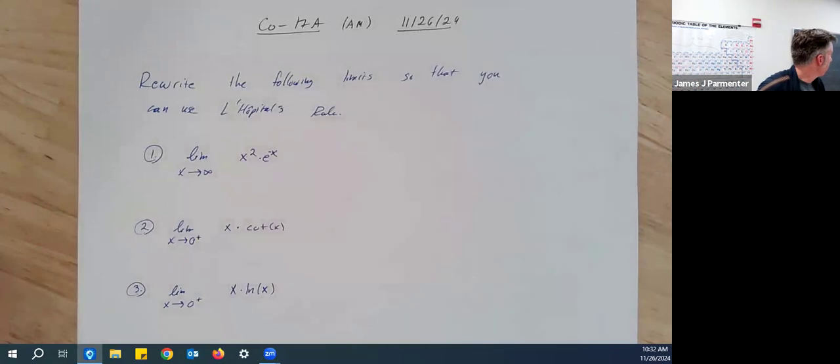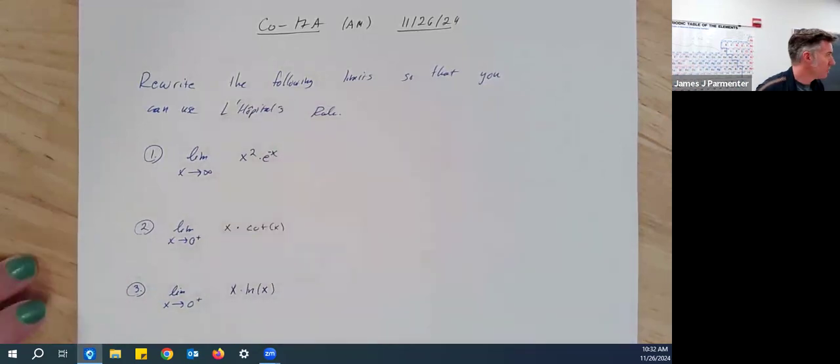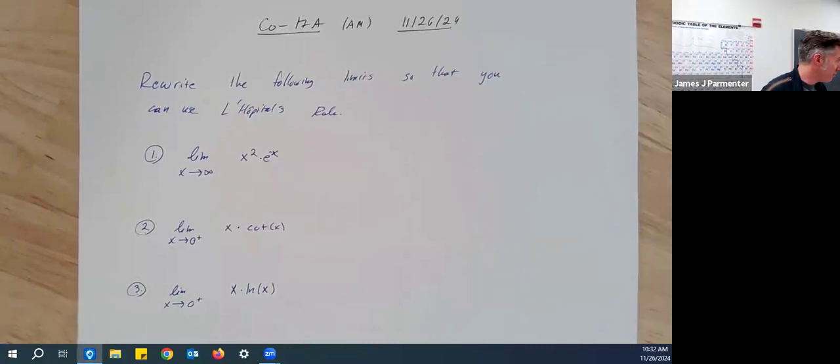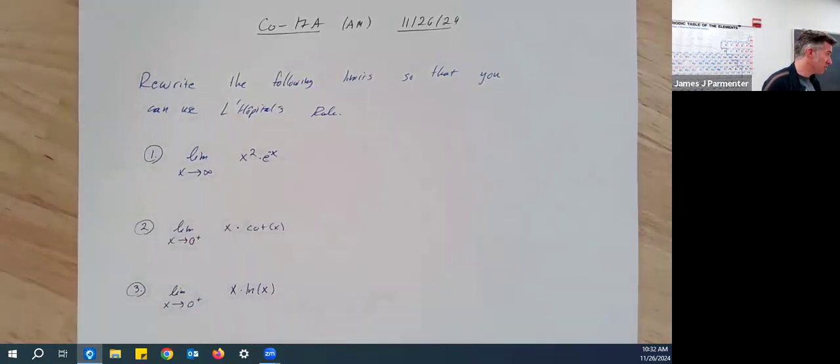So let's look at the following. This question says to rewrite the following limits so that you can use L'Hopital's rule. All of them are limits where we could use L'Hopital's rule if we rewrote them, but we have to write them as a fraction, right? There's no other way to use L'Hopital's rule unless you have a 0 over 0 or infinity over infinity type, right? Those are the only two times you're actually allowed to use L'Hopital's rule.